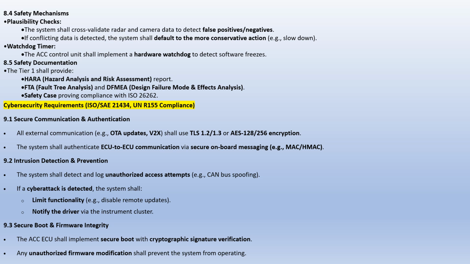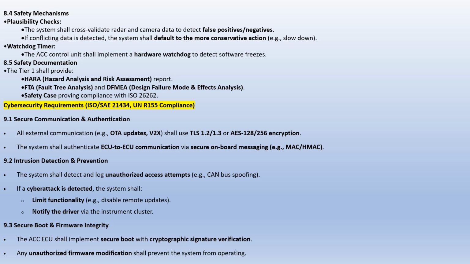Next is intrusion detection and prevention. The system shall detect and log unauthorized access attempts, for example CAN bus spoofing. Suppose anybody is trying to hack into your vehicle or get some unauthorized access into the vehicle, then the unauthorized attempt shall be logged. And if a cyber security attack is detected, the system shall limit functionality and notify the driver via the instrument cluster.